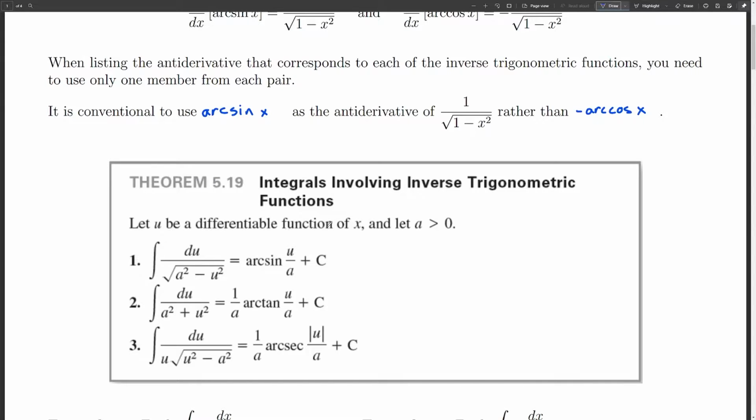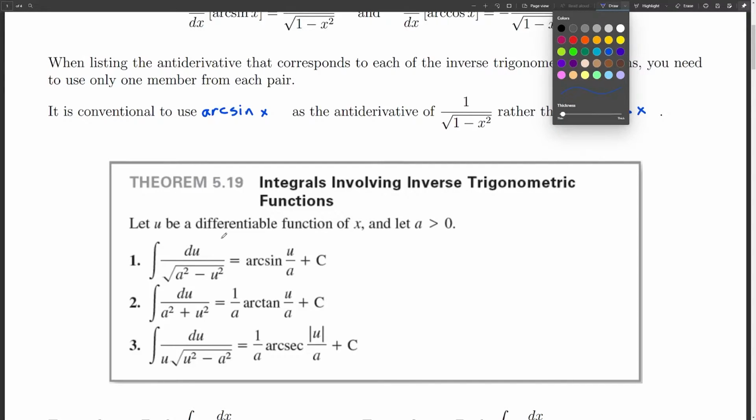If u is a differentiable function of x and a is a constant, then the antiderivative of 1 over square root of a squared minus u squared du is the arcsine of u over a plus a constant of integration. We also have an antiderivative involving 1 over a squared plus u squared, and an antiderivative involving 1 over u times square root of u squared minus a squared. It's very important when you use these rules, and by the way, these rules will be on the handout that you get for exam 1.